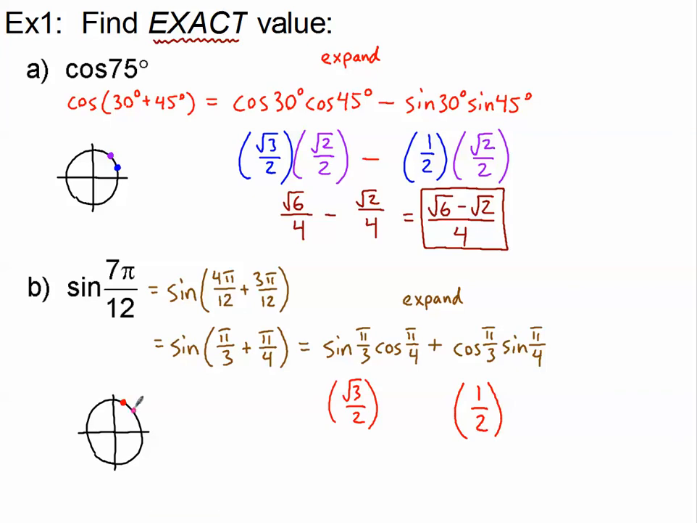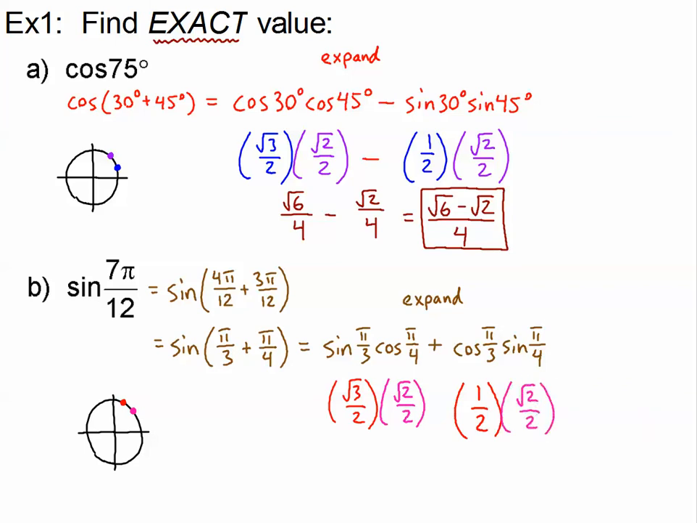And pi over 4 is my other angle. I'll do that in fuchsia. That's the one in the middle. That means that the cosine and the sine are exactly the same distance. It's square root of 2 over 2. So that means that this is square root of 2 over 2. And this is square root of 2 over 2. So that's kind of helpful.